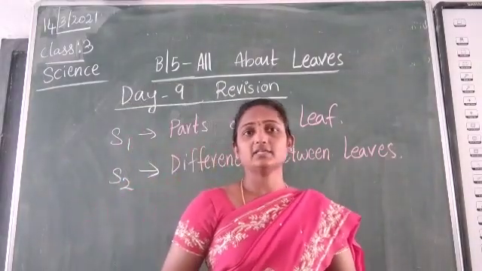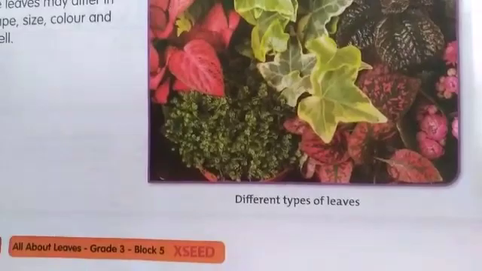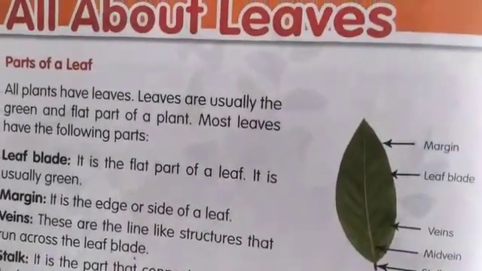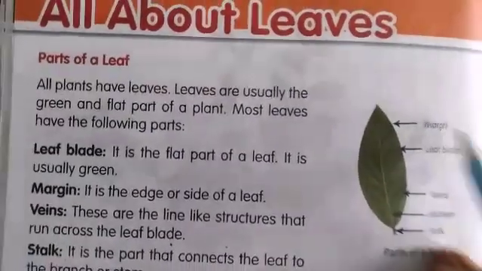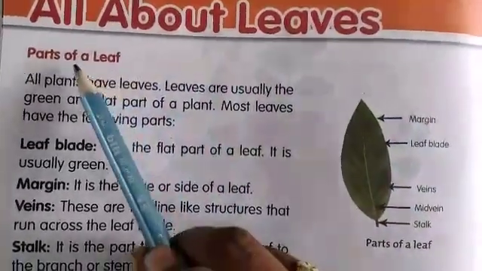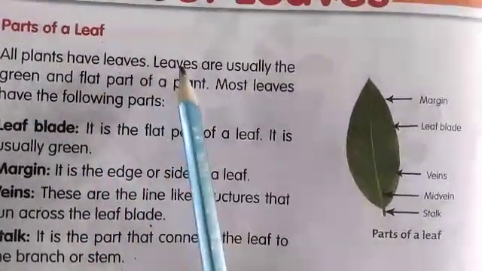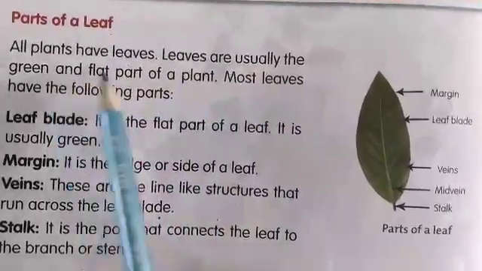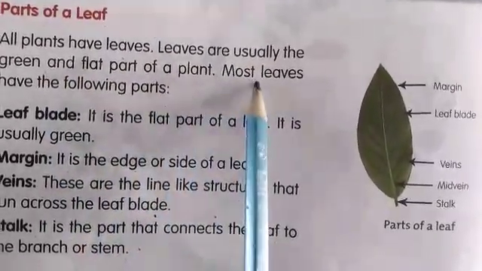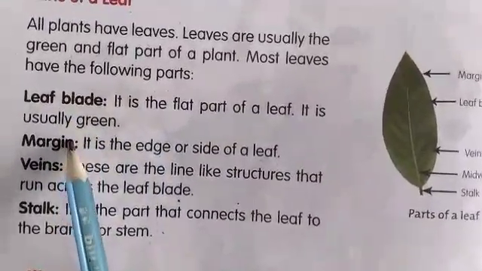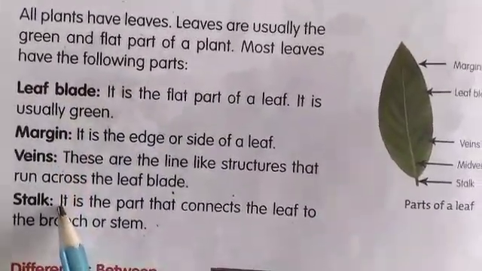Now let us read the lesson and revise our concept. Open your reader, page number 34, children. First let us read the lesson. All about leaves. Parts of a leaf. All plants have leaves. Leaves are usually the green and flat part of a plant. Most leaves have the following parts: leaf blade, margin, veins and stalk.